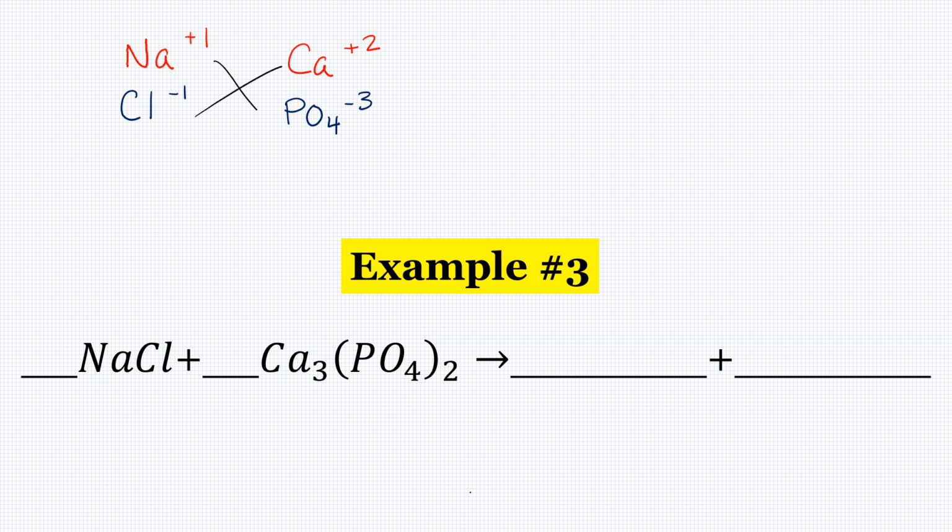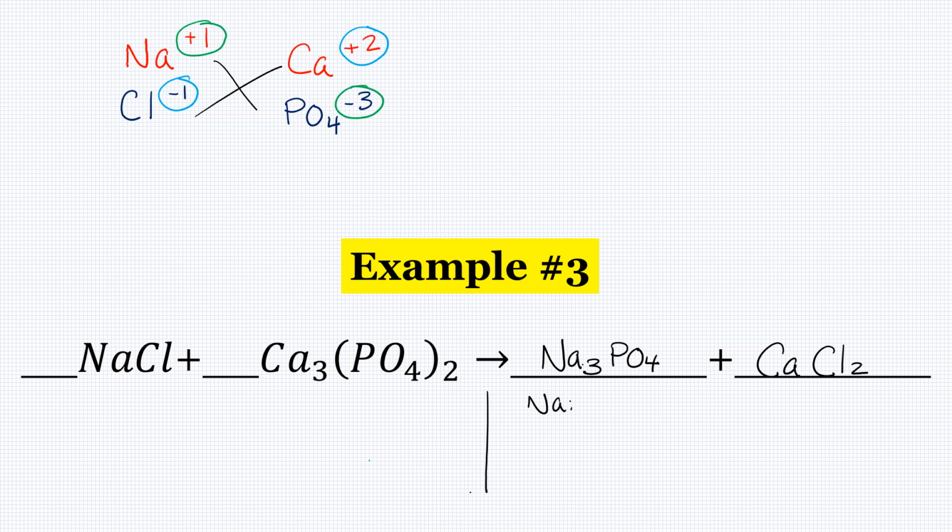And we have charges that don't match this time, so I've got a +1 and a -3. So to get this to balance out, I'm going to need 3 sodiums. And then here I'm going to need 2 chlorines because I have a charge of +2. So it'll be calcium, remember cation first, Cl2. All right, let's make our table. Not Cl2, just chlorine.